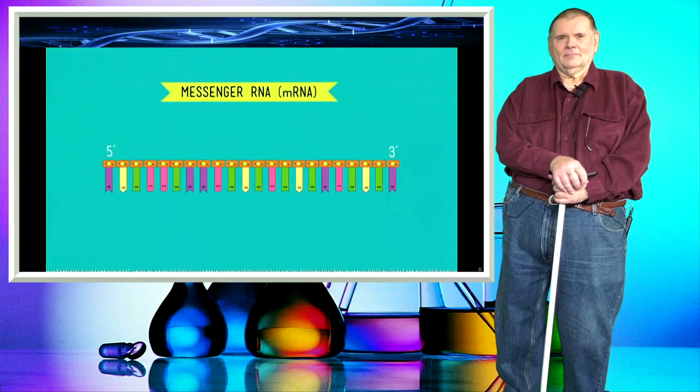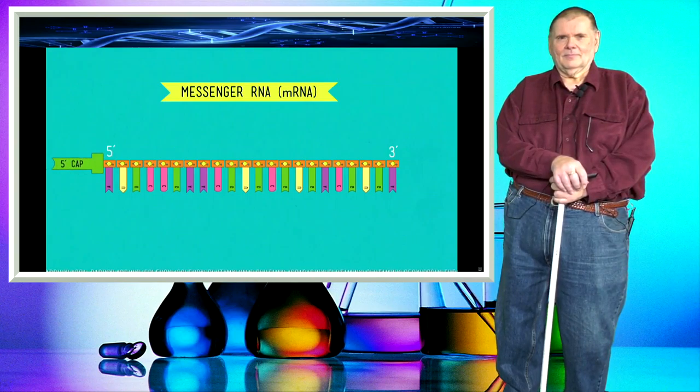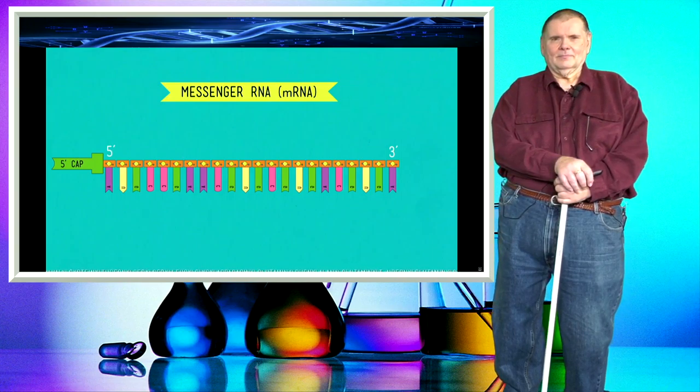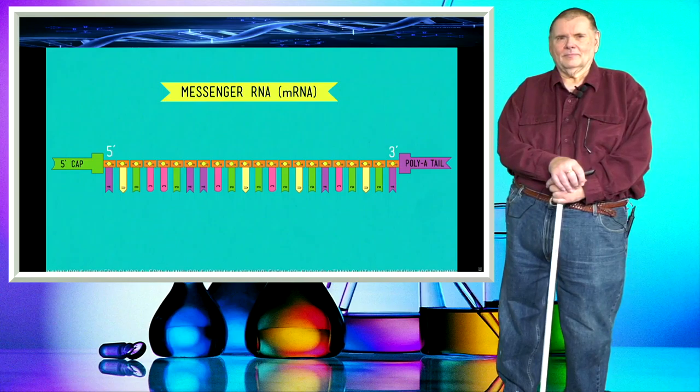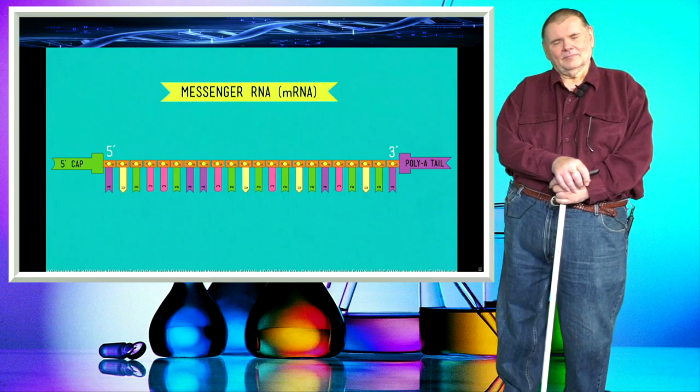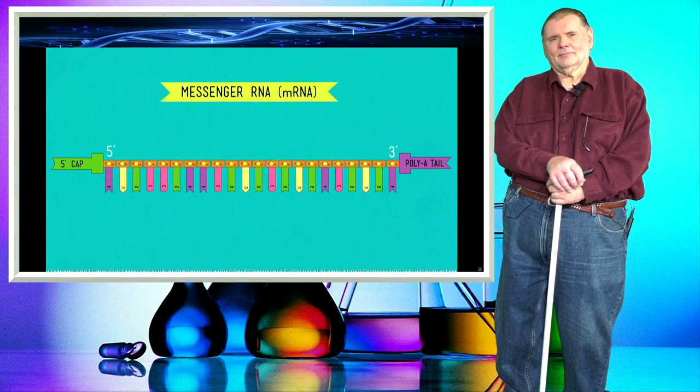Now, some finishing touches before this info can safely leave the lair. First, a special type of guanine is added to the 5 prime end. That's the first part of the mRNA that we copied, and that's called the 5 prime cap. On the other end, it looks like I fell asleep with my finger on the A key of my keyboard, but another enzyme added about 250 adenines onto the 3 prime end. This is called our poly-A tail.